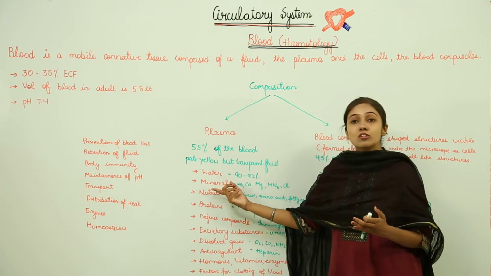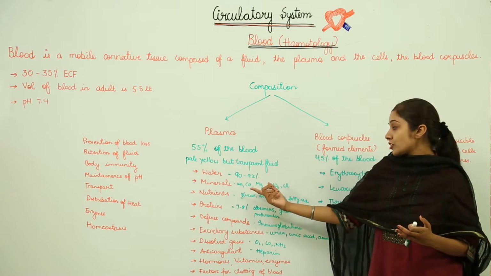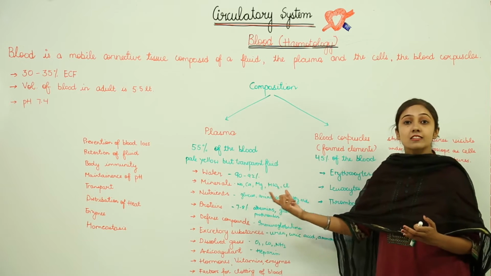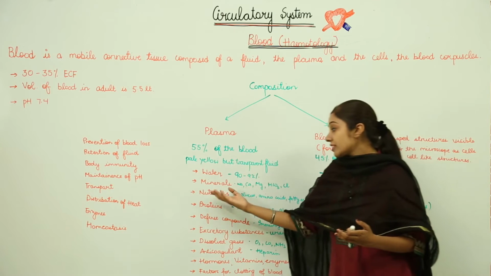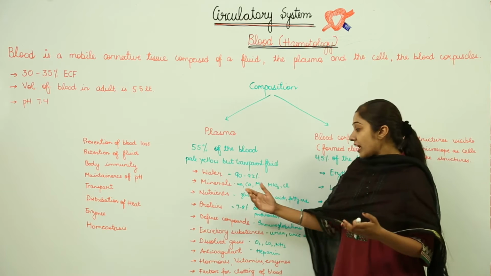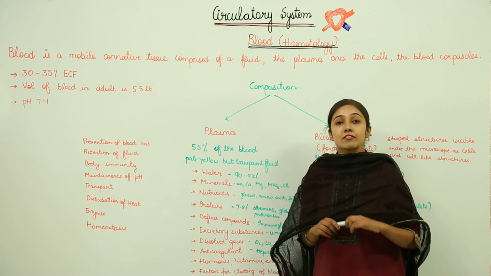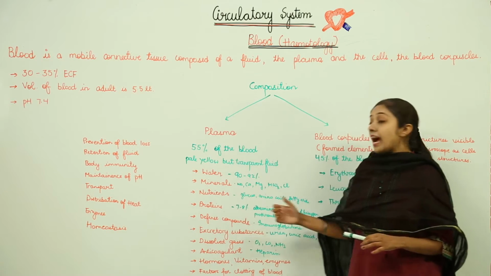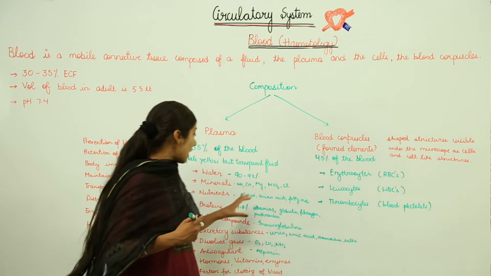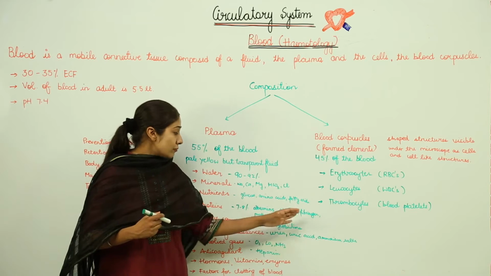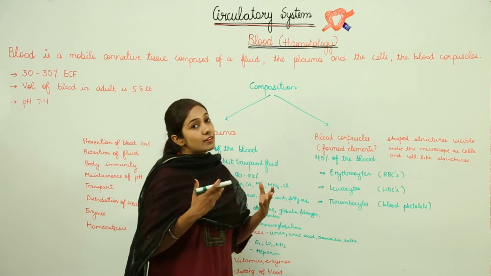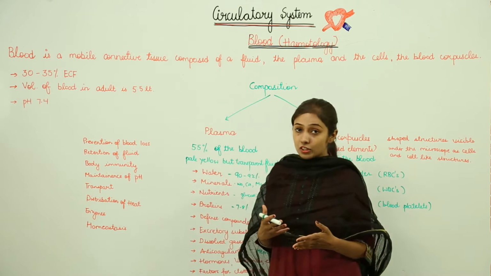It has minerals also, that is sodium, calcium, magnesium. Then there are ions, namely bicarbonate ions, chlorine ions. The nutrients are also there: glucose, amino acids, fatty acids, lipids. Then we have proteins. Proteins form 7 to 8% of the plasma, and the major important proteins in the blood plasma are the albumins, globulin, fibrinogen, and prothrombin, right? You will also come to know about their functions, how they help in blood clotting.